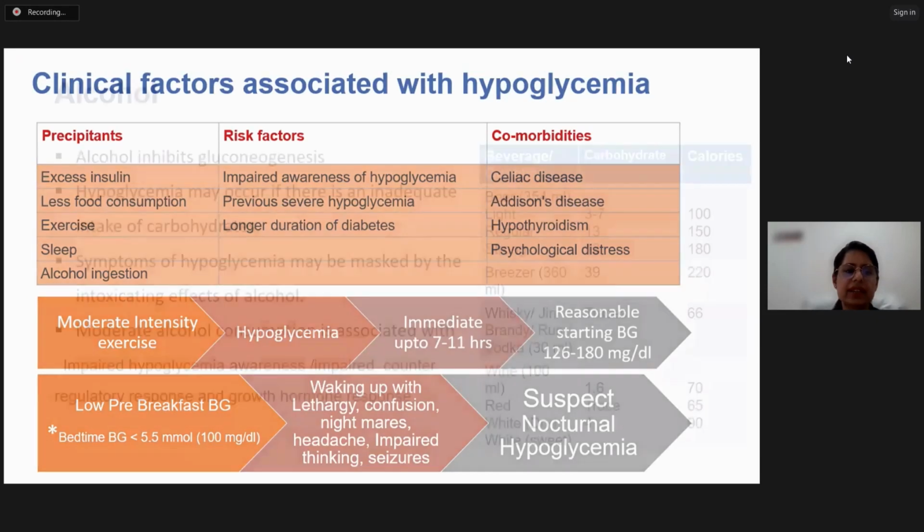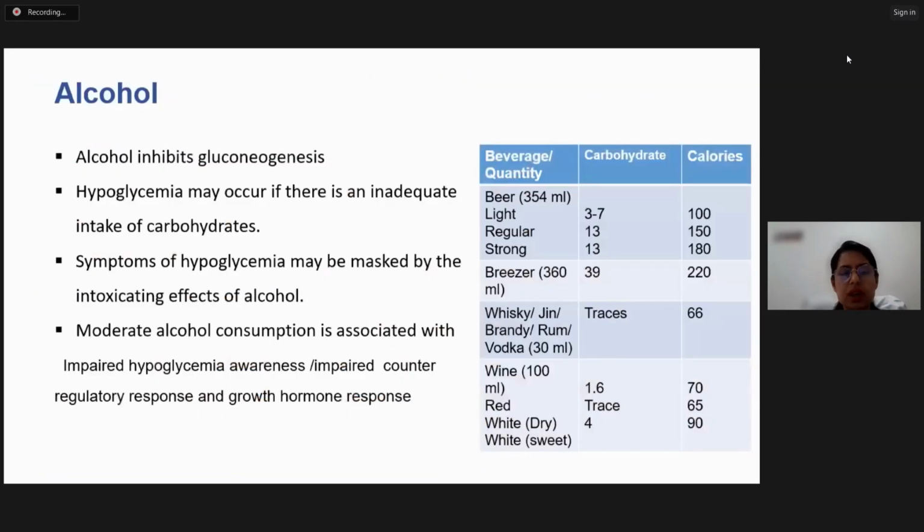Coming to another thing, that is alcohol ingestion. Alcohol inhibits gluconeogenesis, so hypoglycemia may occur if there is inadequate intake of carbohydrate. The other problem is that symptoms of hypoglycemia may be masked by the intoxicating effect of alcohol. Alcohol is not only a drink which has a variable amount of carbohydrate, it is an empty calorie drink which gives a lot of calories. So it is very important to take a moderate amount of alcohol, and whenever alcohol is consumed, they should be educated to take carbohydrate along with it and not drink on an empty stomach.